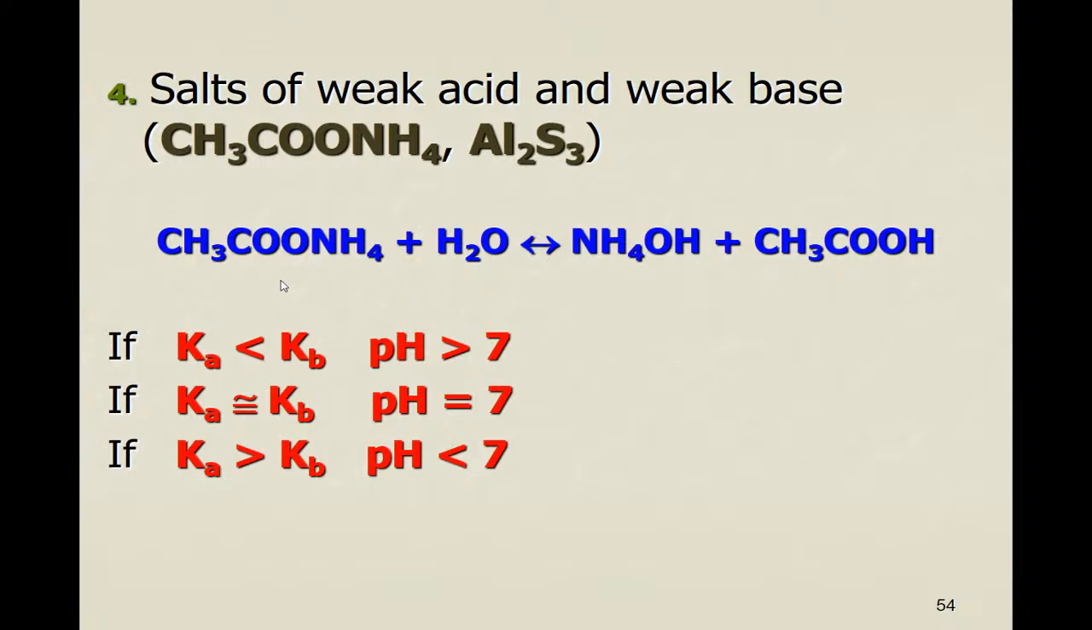If both are weak, but one is bigger, so the dissociation constant of the base is bigger than that of the acid, it's a basic medium. If the acid dissociation constant is bigger than the dissociation constant of the base, it's an acidic medium. So it is necessary just to use the information which is tabulated.